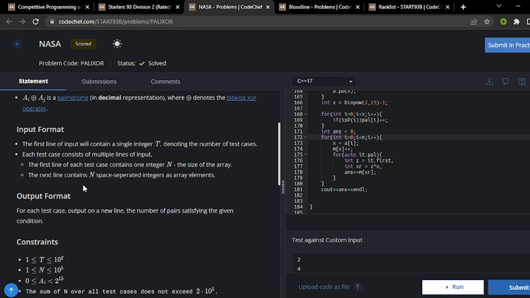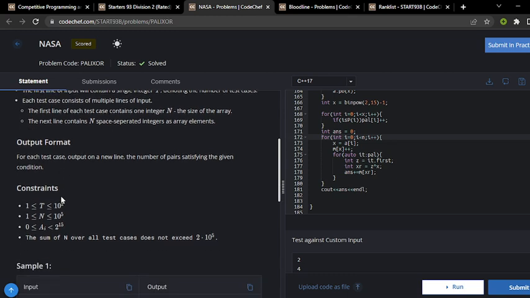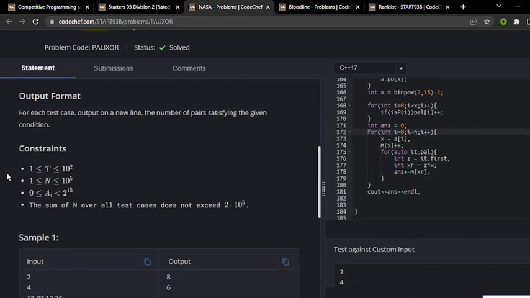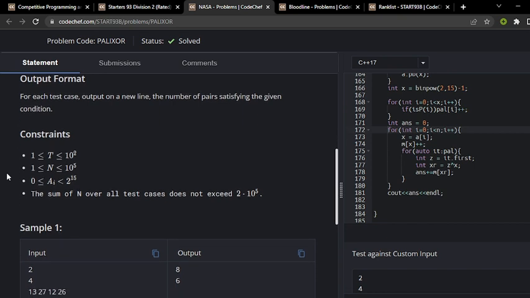So how to solve this question? For this question, you have to figure out the constraint. By seeing the constraint, you can see that n lies between 1 to 10 raised to the power 5. This means that you can't run a big O of n squared loop, meaning two loops, because it would give you TLE. You can't check for every pair whether A_i OR A_j is a palindrome or not. That solution would be O(n squared log n), but it won't work.